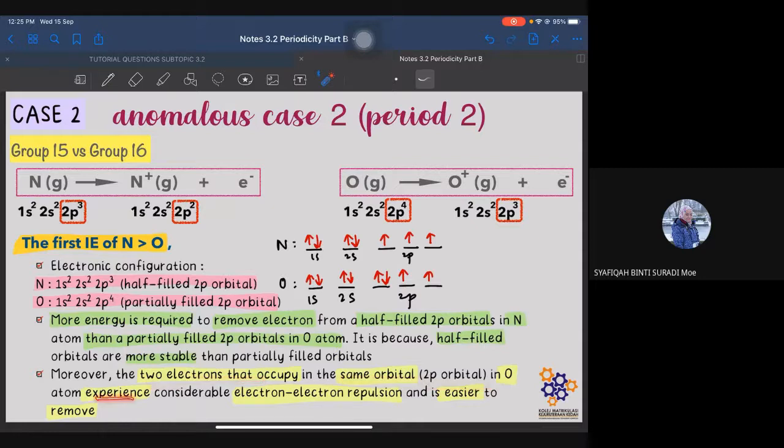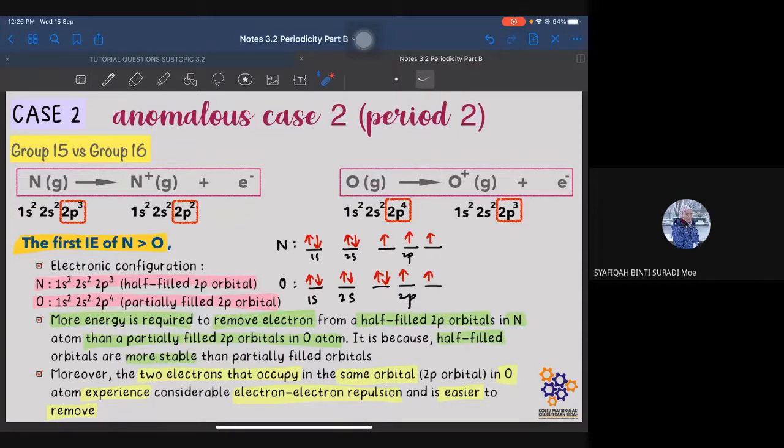Okay, so what does it mean by dia kata two electrons that occupied the same orbital 2p in oxygen experience considerable electron repulsion. So basically semua ada repulsion between the electron, kan? Okay, but exceptional untuk yang ini, dia ada two electrons in the same 2p orbital, for oxygen. So dekat sini, dalam satu orbital ada dua elektron. So dia ada quite an electron repulsion dekat situ.